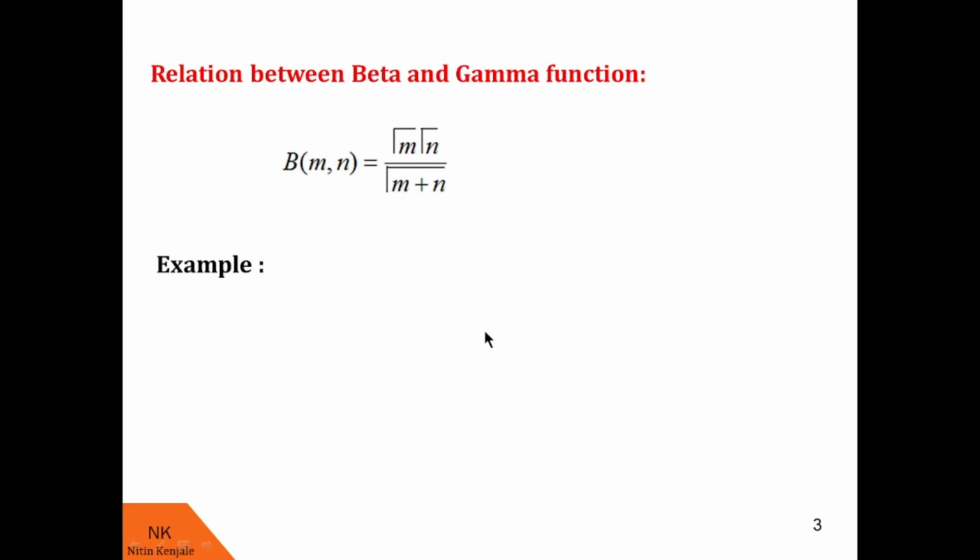For example, beta of 3, 4 is given by gamma of 3 into gamma of 4 upon gamma of 3 plus 4, that is gamma of 7. We accept this relation between beta and gamma function without proof, as the concepts required to understand the proof of this relation are not yet taught to you. Now let us proceed to learn some of the properties of beta function.